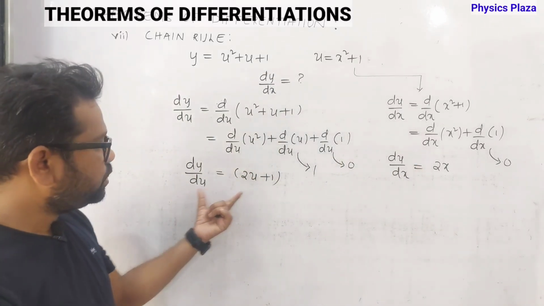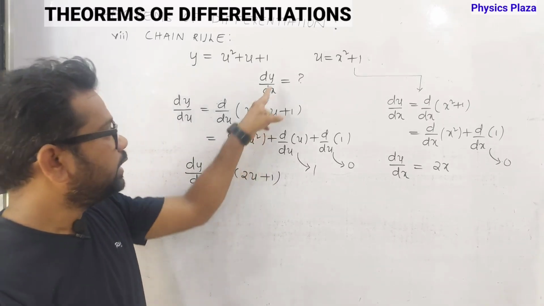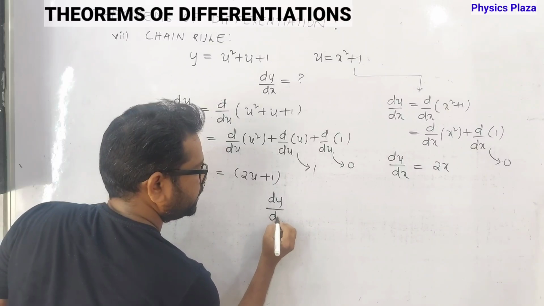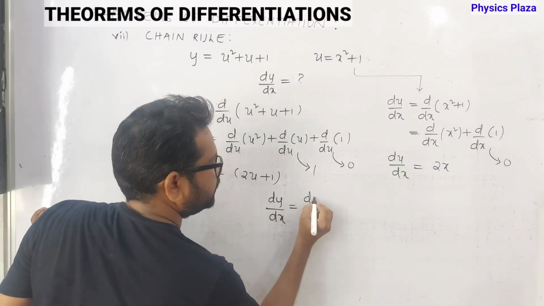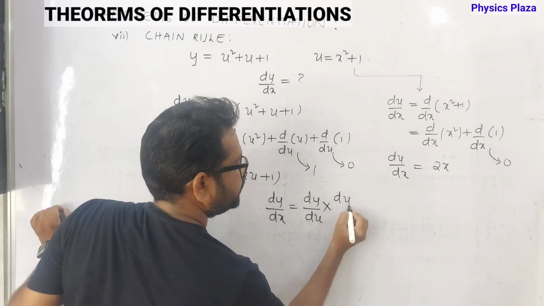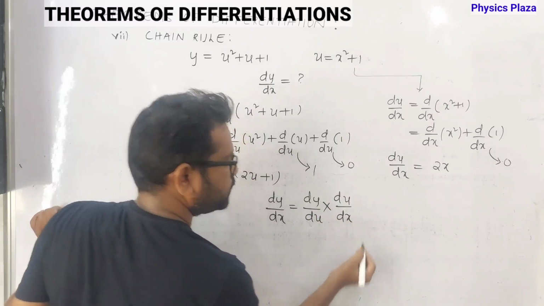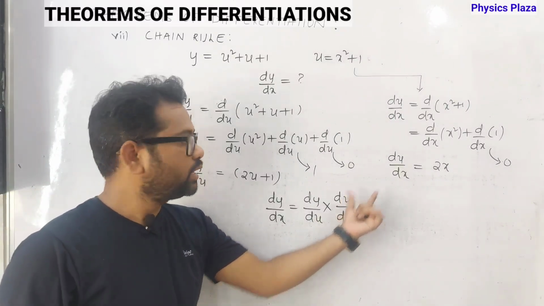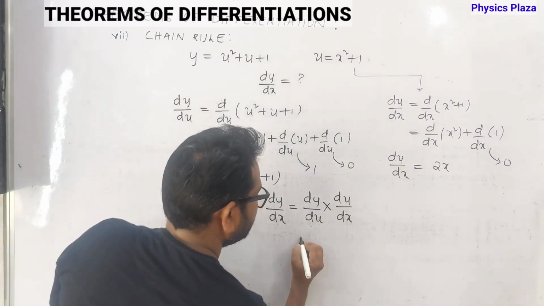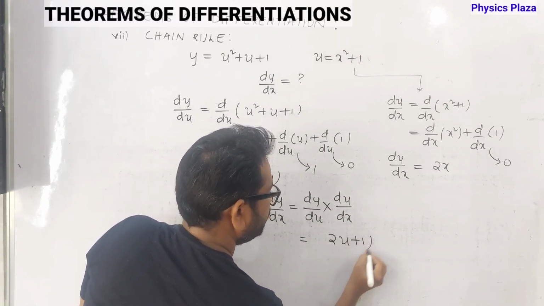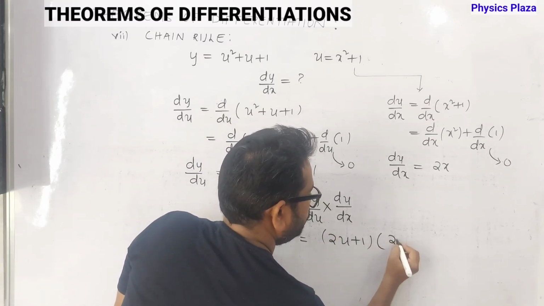Here we have dy by du. But what we have to calculate is dy by dx. Children, can you write dy by dx like this: dy by du into du by dx? Yes, of course we can write. Now we know dy by du and we also know du by dx. Just substitute here, and you will get 2u plus 1 into 2x.